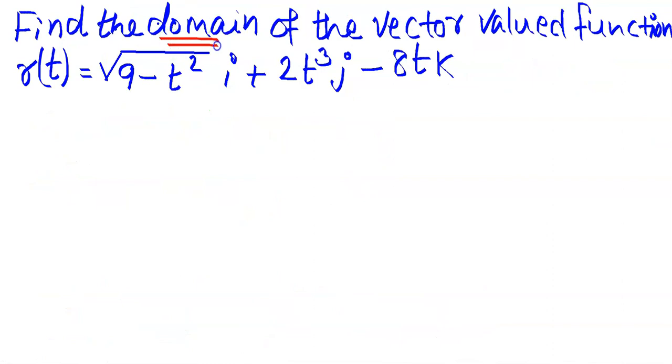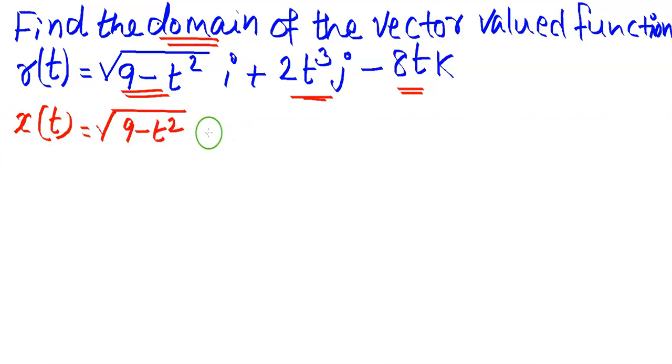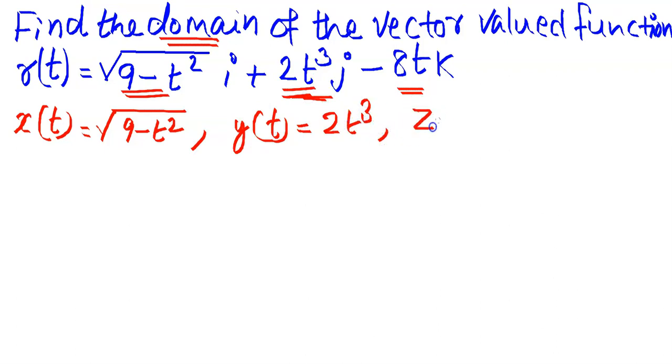Next question. Find the domain of the vector valued function r of t is equal to square root of 9 minus t square i plus 2t cube j minus 8t k. x of t is equal to square root of 9 minus t square. y of t is equal to 2t cube. z of t is equal to minus 8t. ഫസ്റ്റ് ഫംഗ്ഷനിൽ സ്ക്വയർ റൂട്ട് ഉണ്ട്.